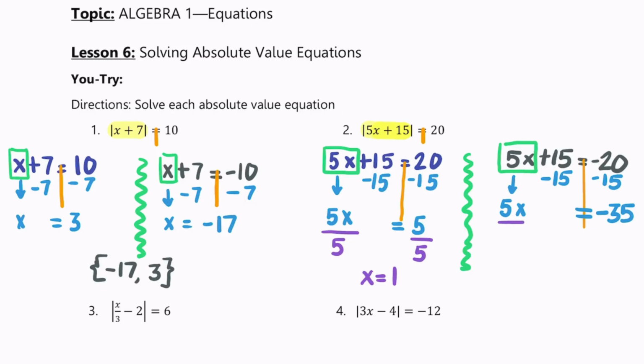And then I'm going to get x by itself by dividing both sides by 5. And negative 35 divided by 5 is negative 7. So our solutions for this problem is x can be negative 7 or positive 1. When I plug both of those in for x, I will simplify the left-hand side, and when I take the absolute value of it, it will give me 20.